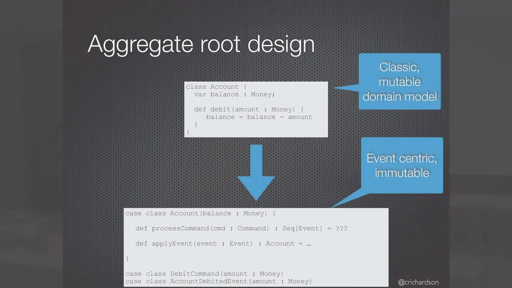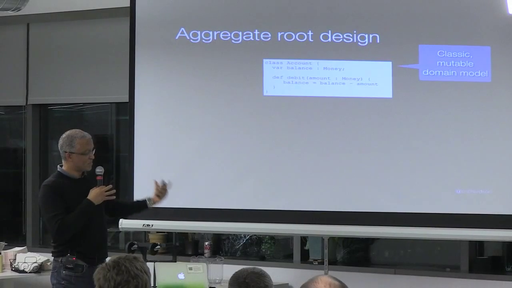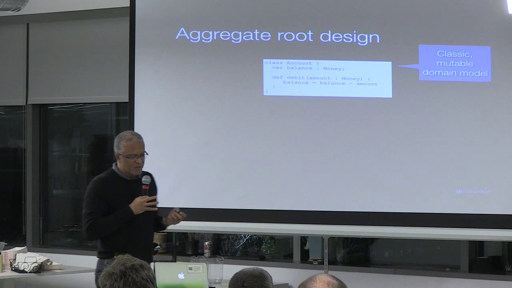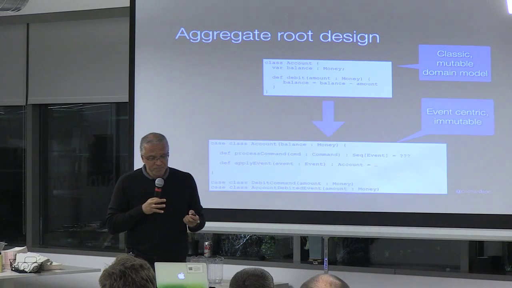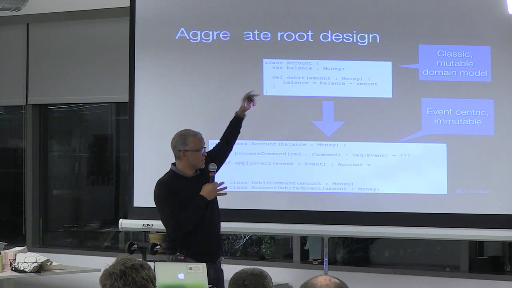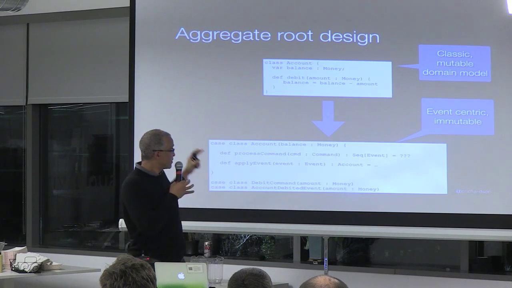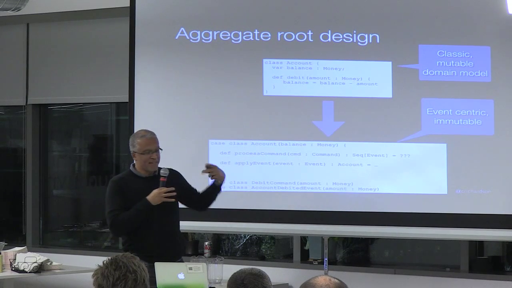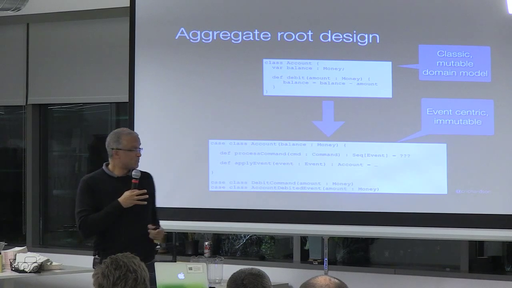The actual nature of the aggregates changes. So rather than a mutable, classical, object-oriented domain model, where you've got debit methods that mutate the state, we now go into a functional, immutable, event-centric approach. So instead of a debit method that changes the state of an object, we now have a debit command and a debit account debited event.